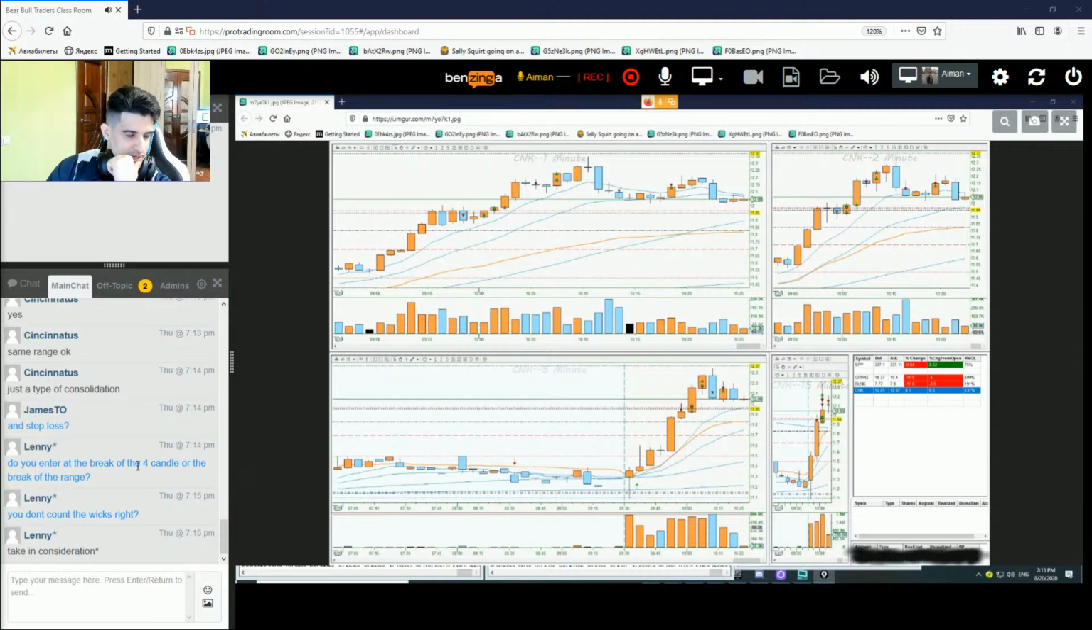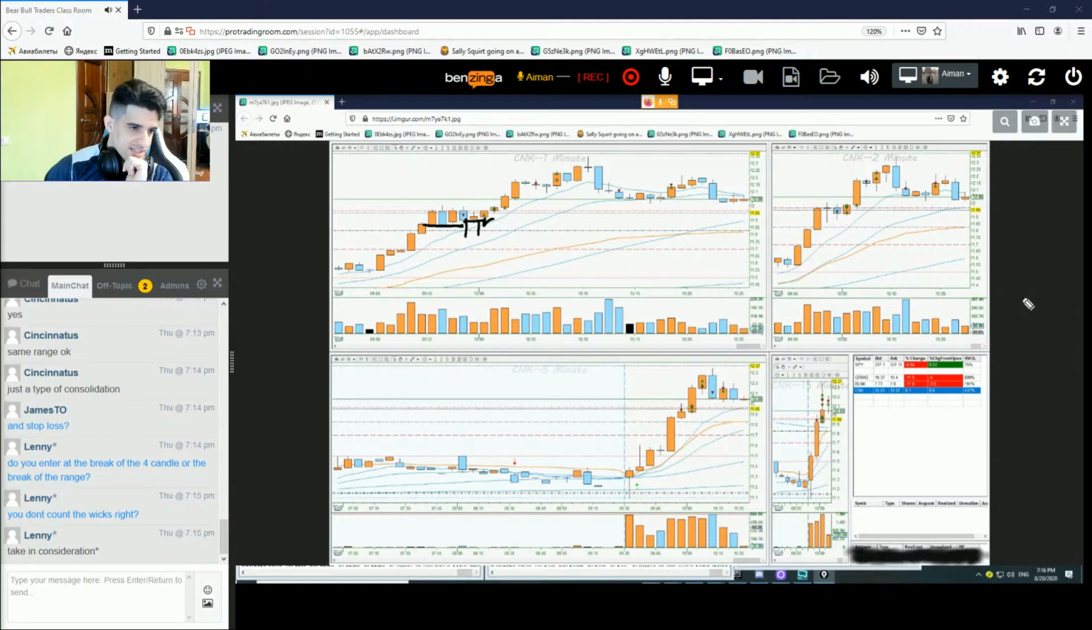Do you enter at the break of the 4th candle or the break of the range? I enter for the breakout. This is my entry for the breakout. The better though and the safer is to wait for the breakout to happen and enter at the breakout of the range. Exactly, the range, sorry, not the 4th candle. It's safer to enter at the breakout of the range.